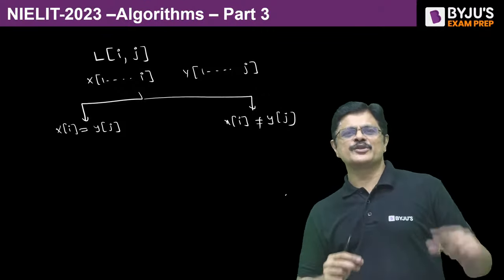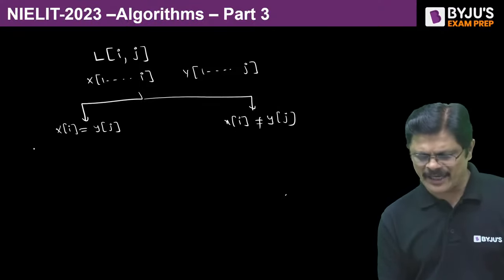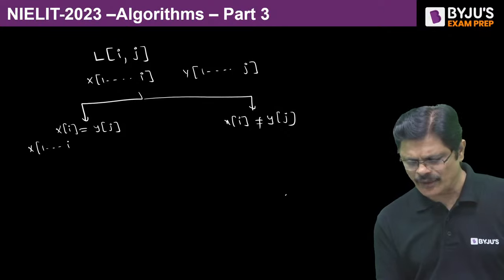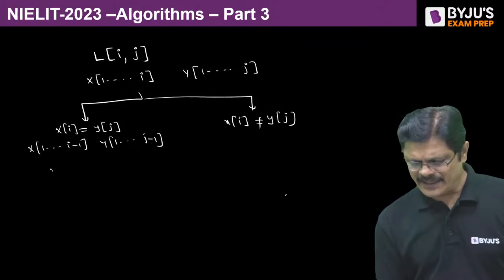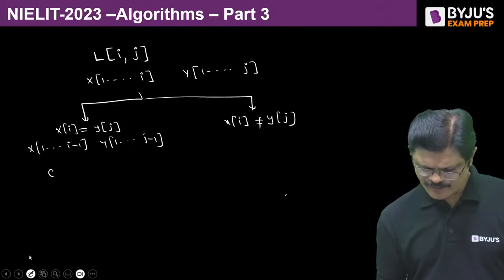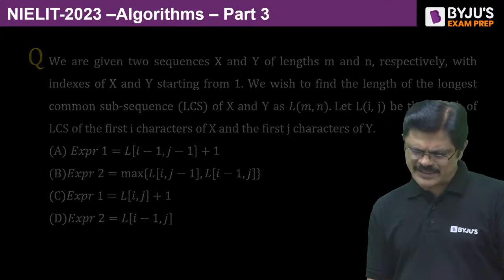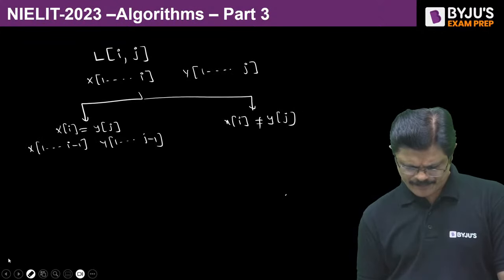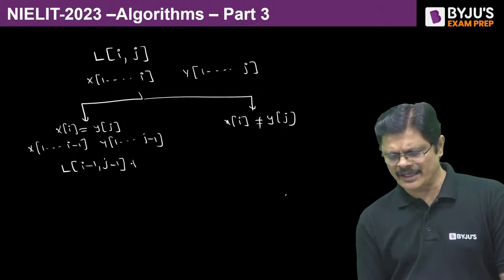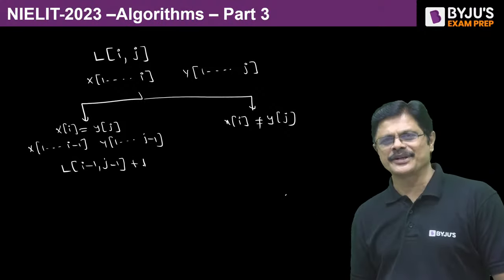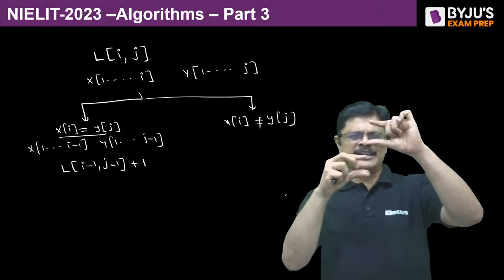If they are matching, you already got one score. Once you got these two matching, you just need to consider the remaining problem, that is X1 to i minus 1 and Y1 to j minus 1. Calling it Lij, this problem would be Li minus 1, j minus 1, plus 1 for the matching score you already got. That is when the ith and jth indices match.